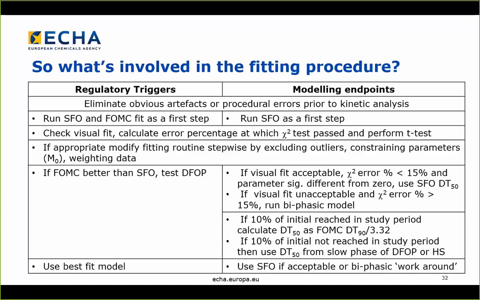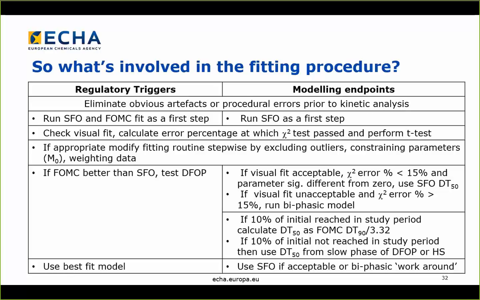And then the FOCUS decision flow chart says there's a decision to make based on how much mass you have at the end of the study. If 10% of the initial is reached within the study period, so if you've reached the DT90 within your experimental period, then the conservative workaround that FOCUS recommends is that you take your FOMC DT90 divided by 3.32. I told you that would come back, and there it is. So you've stayed awake. Well done.